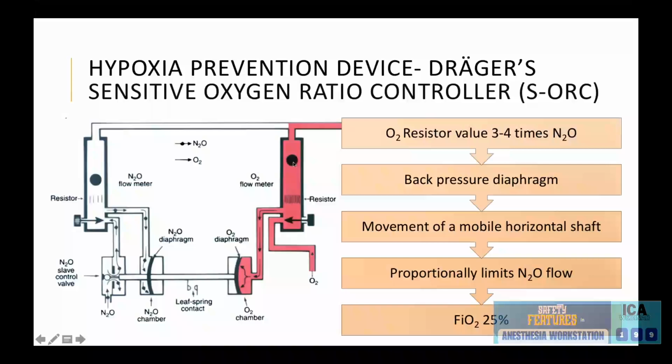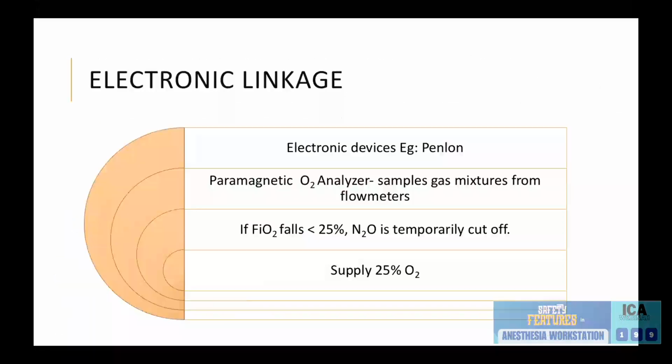Here you see the flow meter tubes. This is oxygen, this is nitrous. There are resistors in this flow meter tube. The resistor value of oxygen flow meter is 3 to 4 times that of nitrous. You can see the oxygen chamber, the nitrous chamber. You can see the mobile horizontal shaft. Whenever oxygen flow increases, it pushes against this diaphragm in the oxygen chamber, pushes the mobile horizontal shaft, which pushes the nitrous oxide diaphragm, opens the slave nitrous oxide control valve, allows nitrous oxide to enter. As simple as that. So it's a proportional mechanism. It delivers an FiO2 of 25% and more.